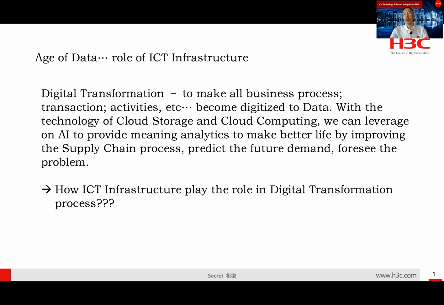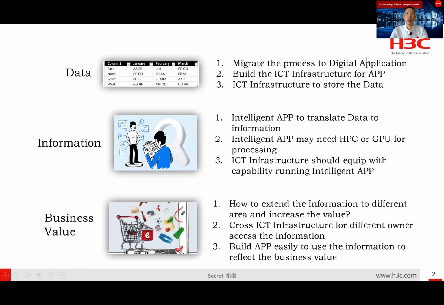So in this DT process, digital transformation, ICT infra is very important. Why? Because like I shared with you last week, you can see we already have a three-step process talking about the data, how data moves to information, and how information becomes business value for all the people. So when we go to the very fundamental data layer, this is a very fundamental digital transformation process. That means you need to build your own digital applications and then migrate all your processes to this application so that you can generate the data.